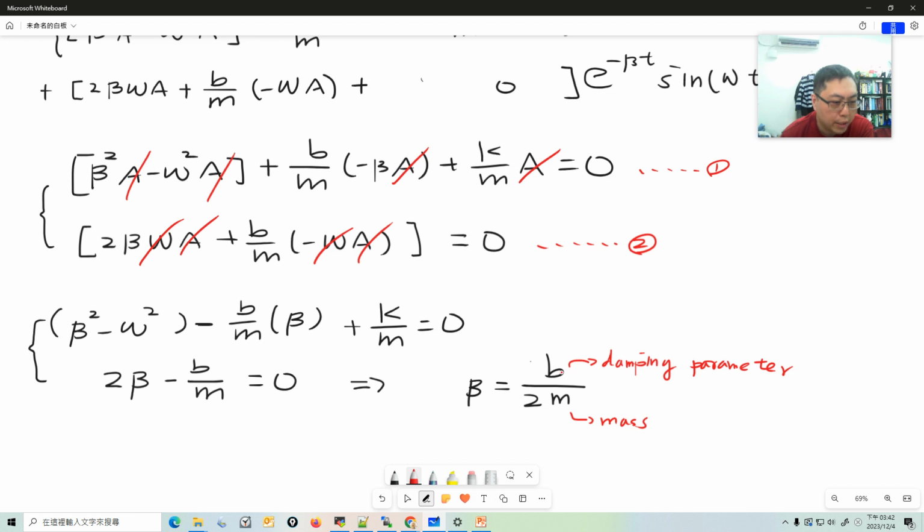And what will we get for the first equation? Don't forget our goal. Our goal is trying to find omega and beta. Right now we found beta. And the second one is what is our omega. Omega looks like it's much more difficult to solve.